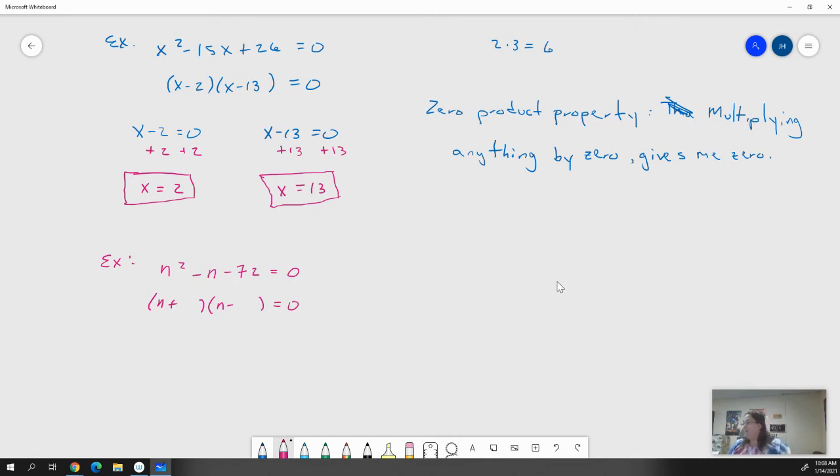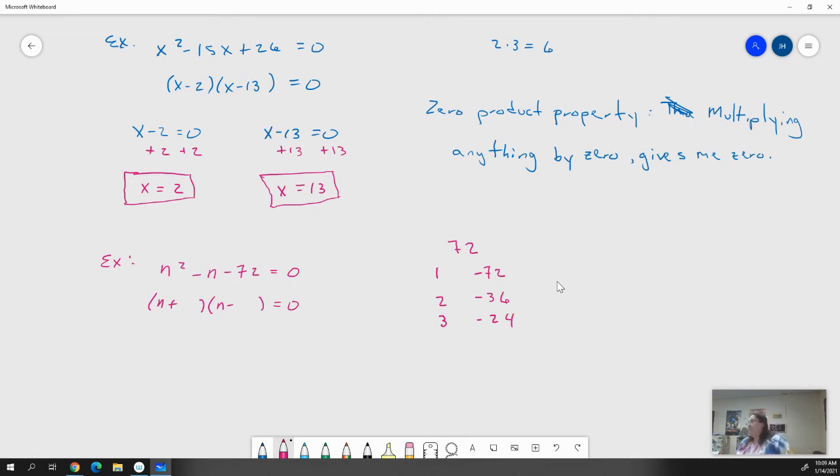So when I look at my factors of 72, I will have 1 and -72. I will have 2 and -36. 3 will go in. I'm not sure what 3 equals.